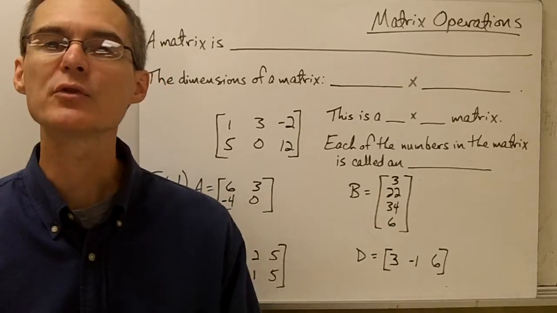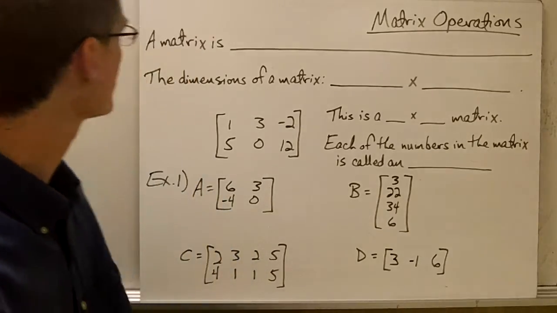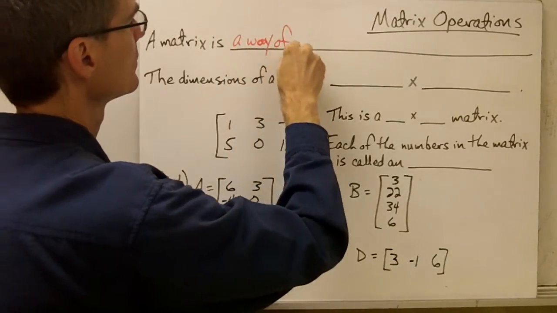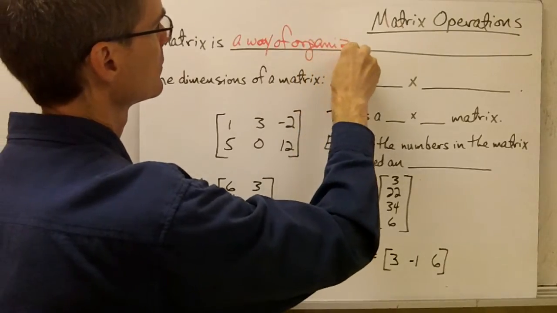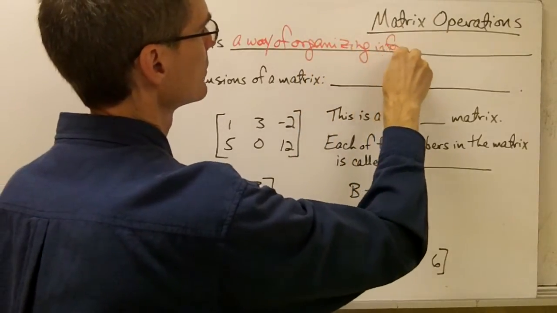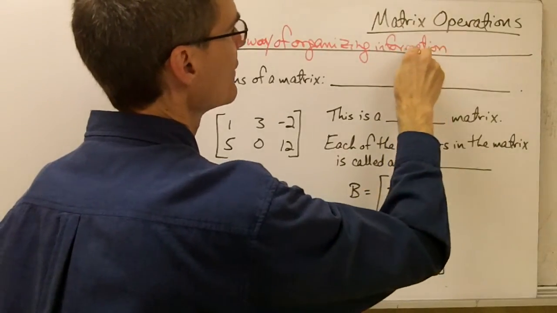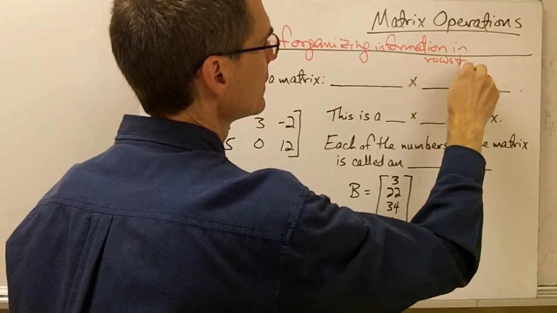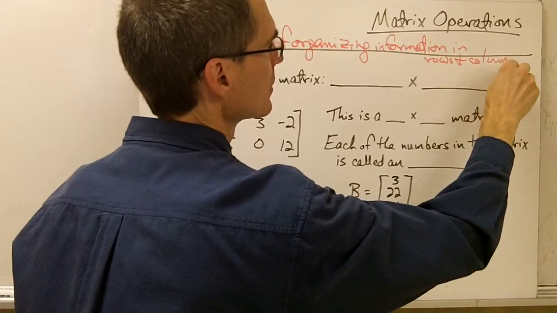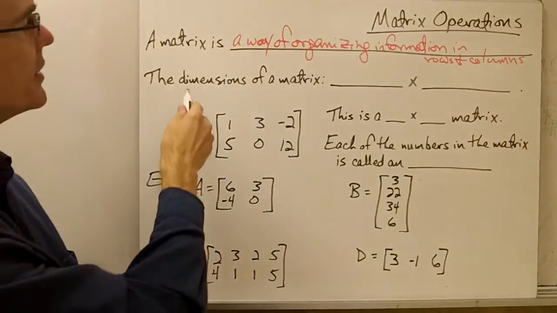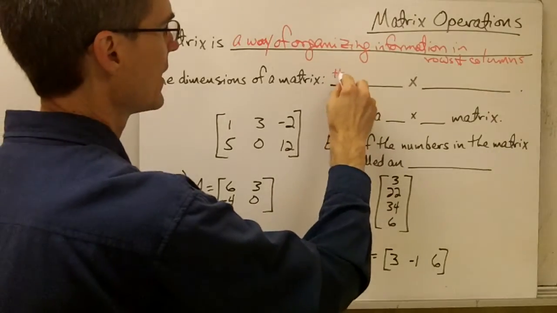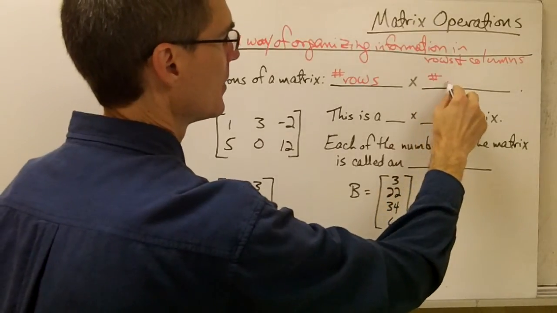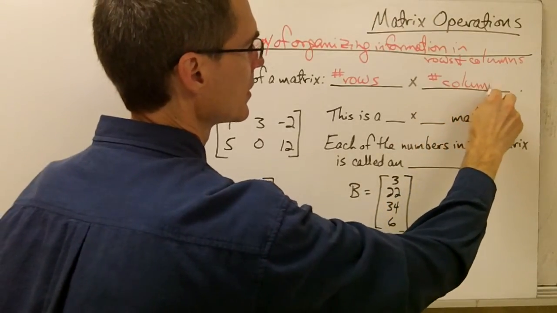Okay, this video is on matrix operations, and a matrix is just a way of organizing information in rows and columns. Now, the dimensions of a matrix are given by the number of rows in the matrix and then the number of columns in the matrix.